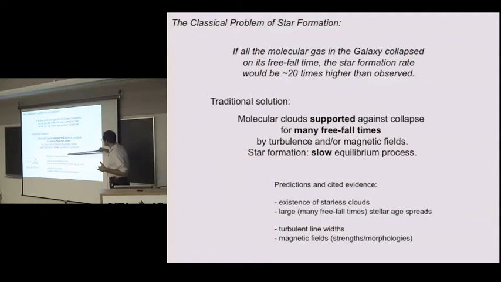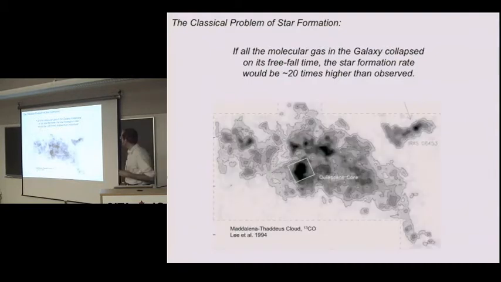And of course, there was a lot of evidence for this. Predictions, cited evidence. Well, people saw starless clouds, molecular clouds without stars. They saw large stellar age spreads, which is consistent. They saw the turbulent line widths. And they saw the magnetic fields, strengths and morphologies, hourglass shaped magnetic fields. Yeah? Great. So, we have a solution. Well, let's see. Let's go through these evidences step by step.